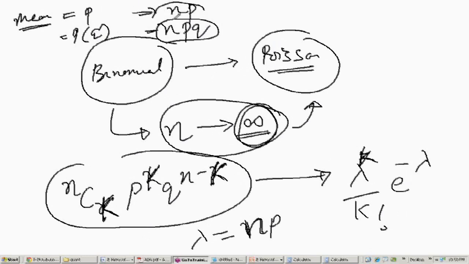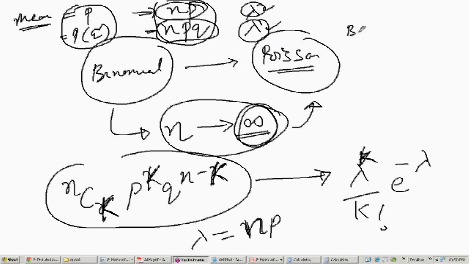For a binomial, the mean is np and the variance is npq. So this is for Bernoulli, this is for binomial. For a Poisson distribution, the mean is given as lambda, and one important thing over here is that the variance of the distribution is also lambda. So the mean and the variance of a Poisson distribution are both lambda. Please remember this.